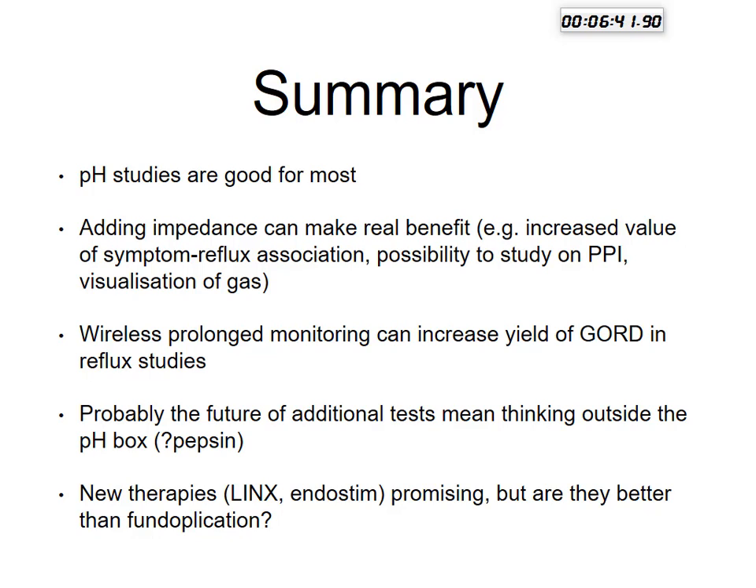So I think in summary, even though it's about new therapies and new investigations, I think pH studies alone are good for most patients. I think that adding impedance can make a real benefit, particularly the increased value of the reflux symptom associations and the possibility to study on PPIs and visualize gas. Wireless monitoring, I think, is often better tolerated, can increase the yield of reflux and the yield of pathological reflux. We need more outcome studies.